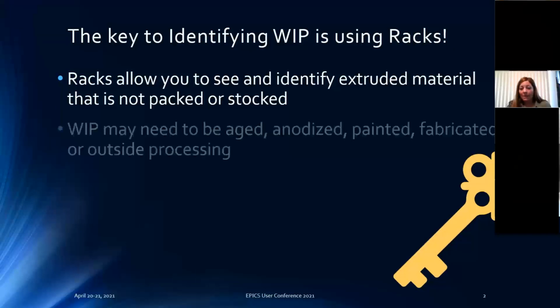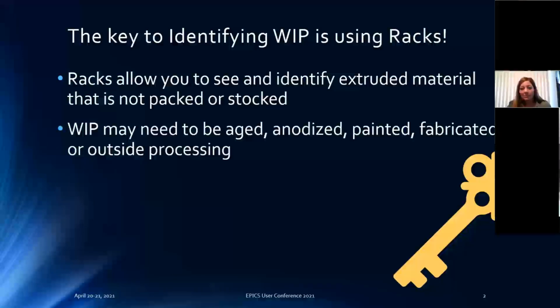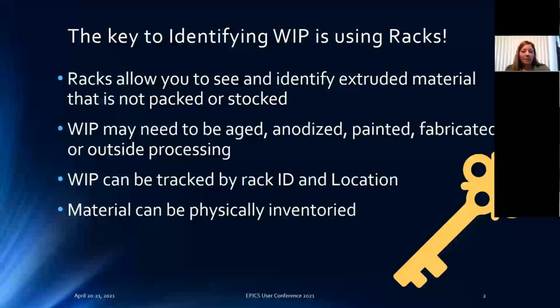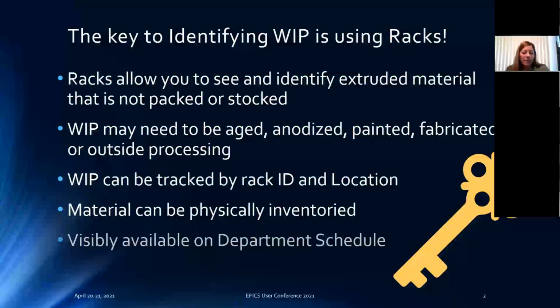Your WIP may need to be aged, anodized, painted, fabricated, or even sent for further outside processing. WIP can now be tracked by rack ID and location, as we've seen in an earlier presentation with scanning. It allows you to more easily do your physical inventory and will help you manage your department schedule by having material in racks.